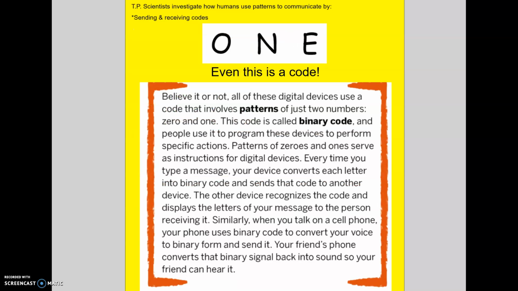across long distances. So even this is a code. This shape tells me that it's the letter O, and the letter O tells me that it makes a certain sound. So I can see this and understand that I would say the word "one." Believe it or not, all digital devices use a code that involves patterns of just two numbers, 0 and 1. This code is called binary code, and people use it to program these devices to perform specific actions. Patterns of zeros and ones serve as instructions for digital devices.